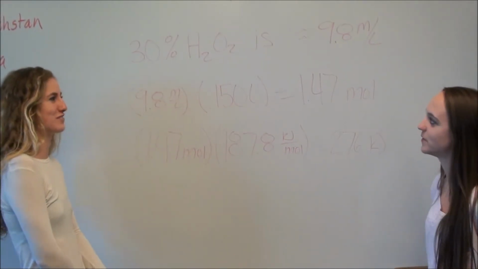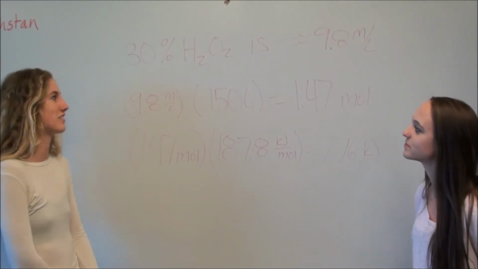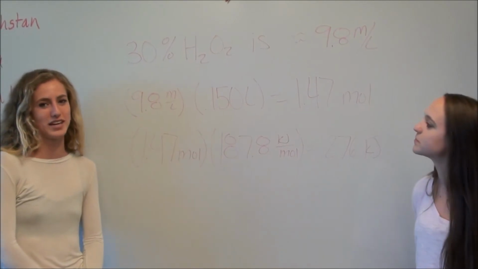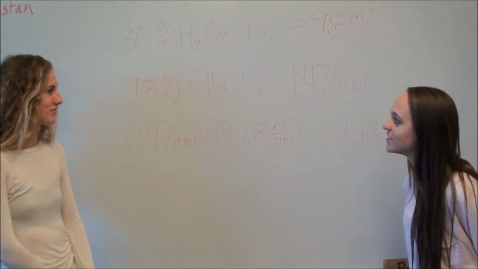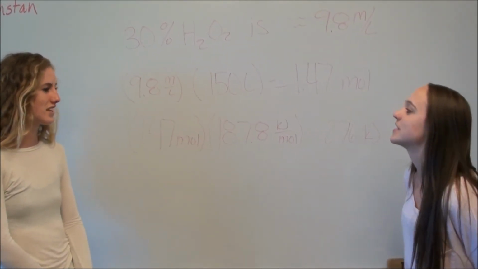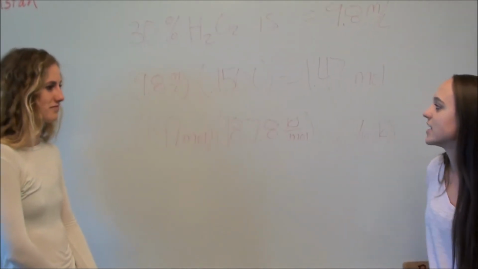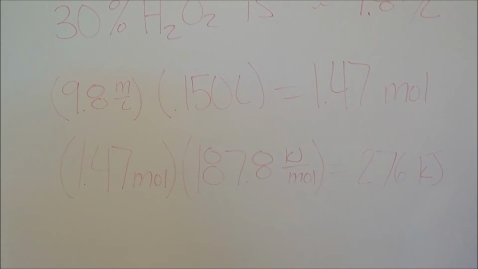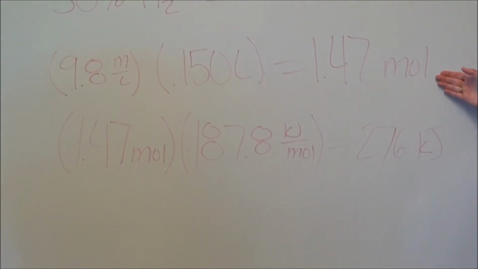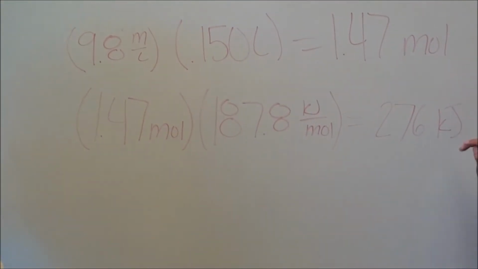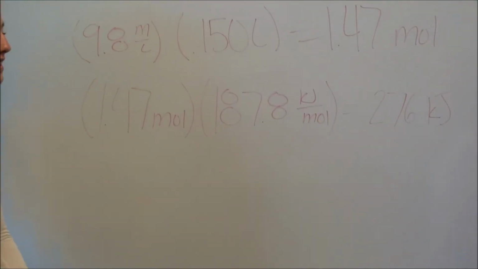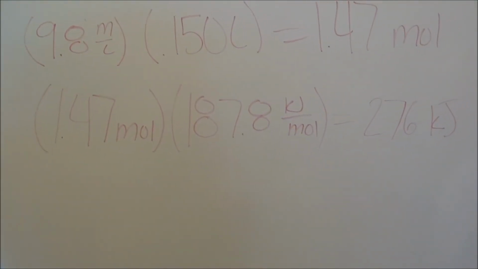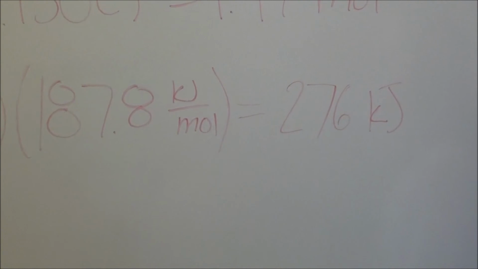With the help of Mr. Corrigan, we figured out the moles per liter for 30% hydrogen peroxide, which is about 9.8. So with that molarity, we took 9.8 moles per liter and multiplied it by the amount of liters we had, which is 0.15 liters, and we got the amount of moles for the hydrogen peroxide we had, which is 1.47. So then times the moles by the delta H, we get 276 kilojoules, which is the energy released in our equation.